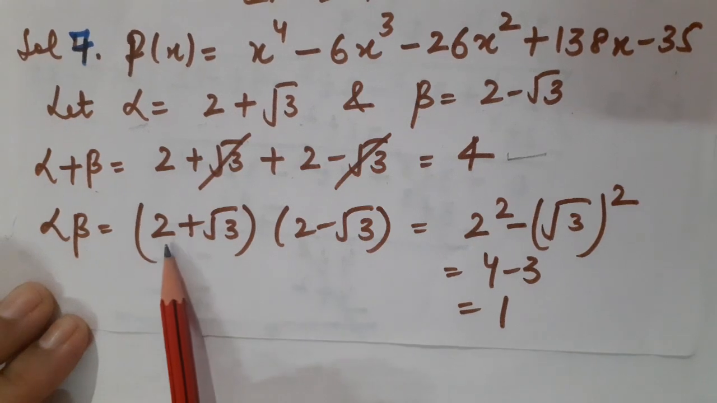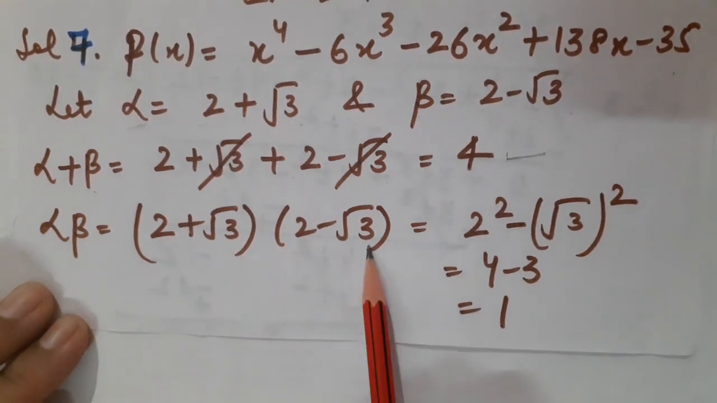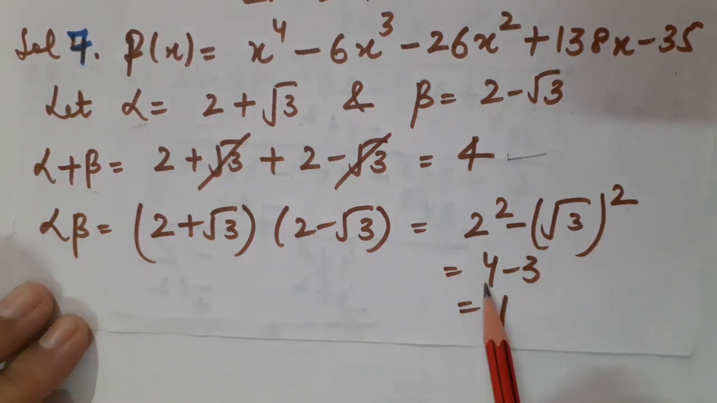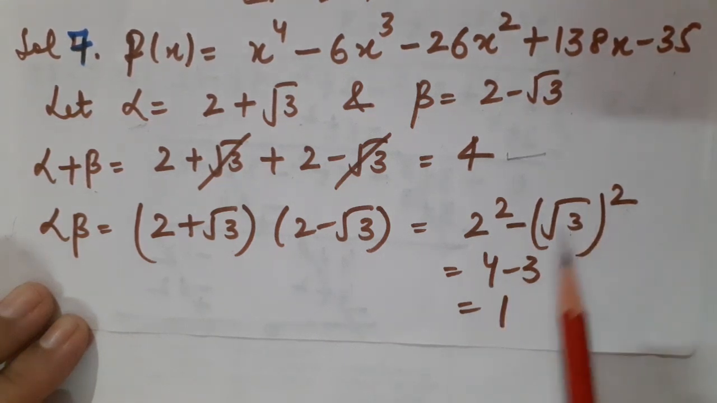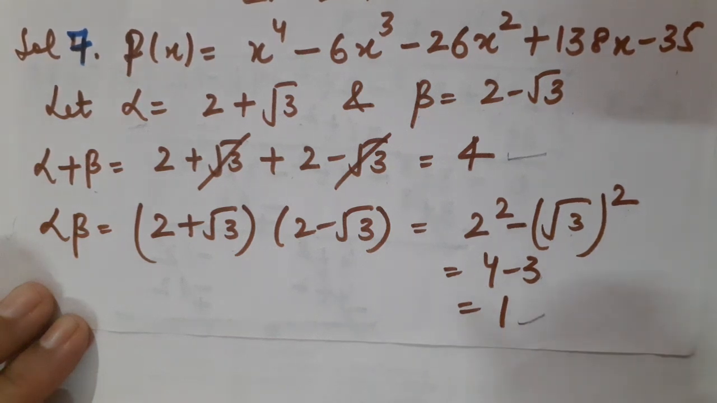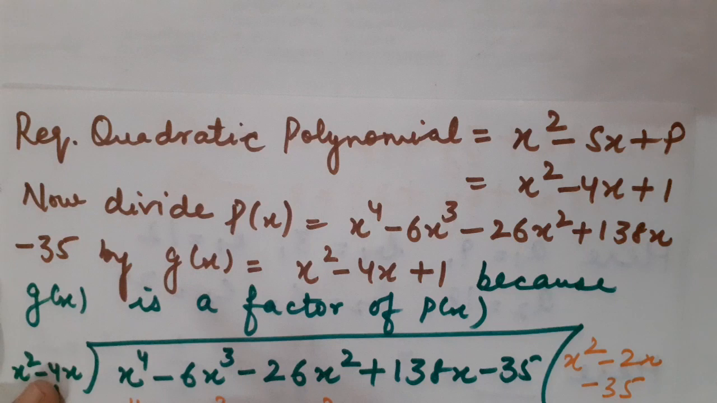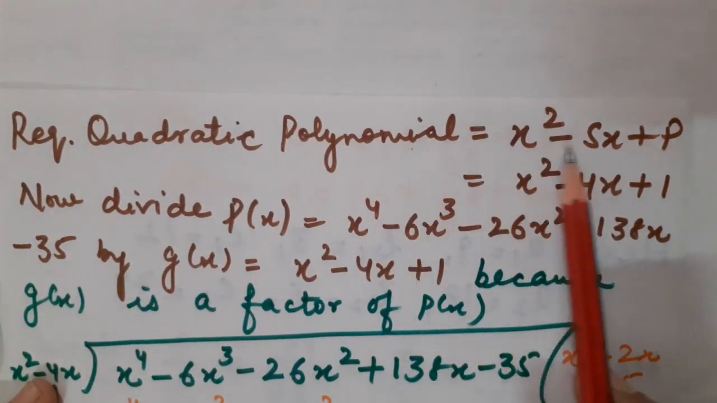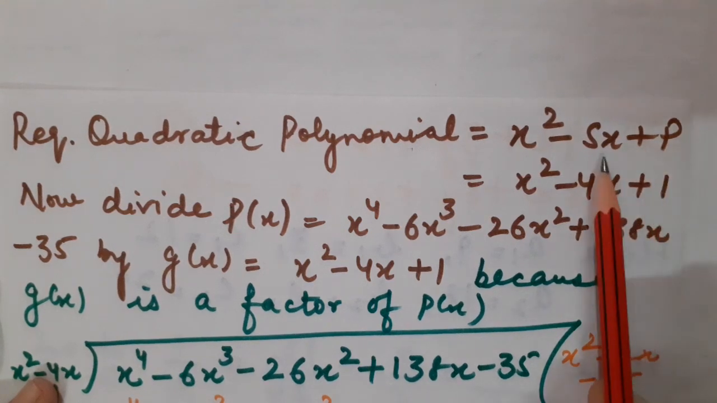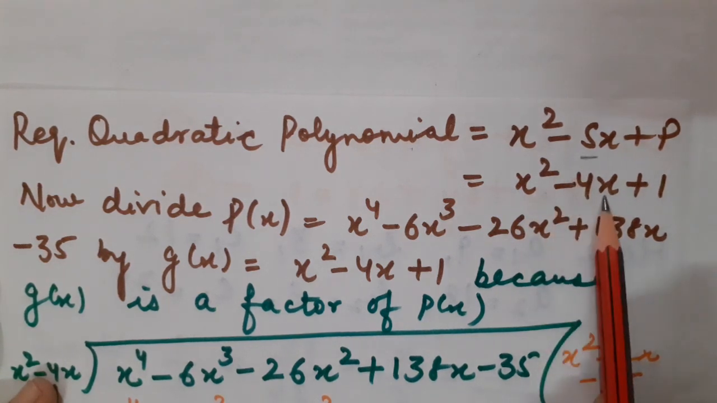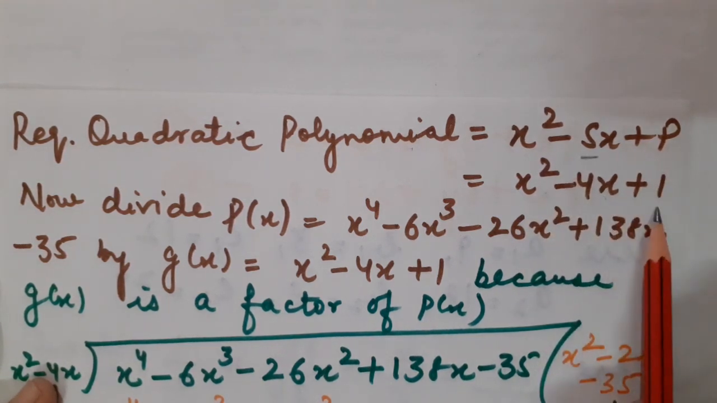Alpha into beta, that is 2 plus root 3 into 2 minus root 3. This is a square minus b square, correct? 4 minus 3, because root 3 square will give you 3. Root 3 into root 3 is equal to 3. This is equivalent to 1. Now children, the required quadratic polynomial is equal to x square minus sx plus p. What was s, which we have just calculated? That is the sum, which is equal to 4. So this is x square minus 4x. And what was the product? That is 1.